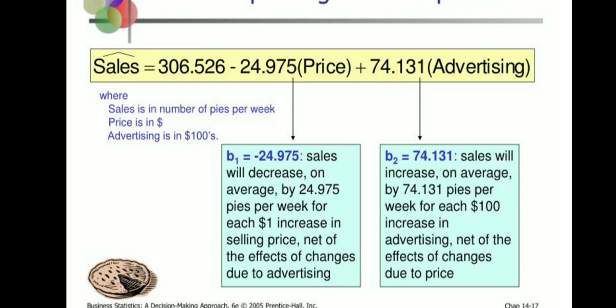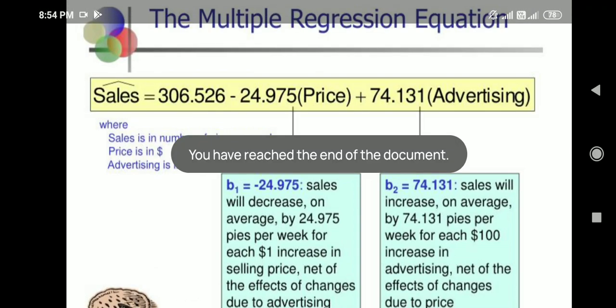Similarly, b2 is plus 74.131. So an increase in advertising gives an increase in sales. That is the meaning. So sales will increase on average by 74.131 pies per week for each $100 increase in advertising, net of the effects of changes due to the price.